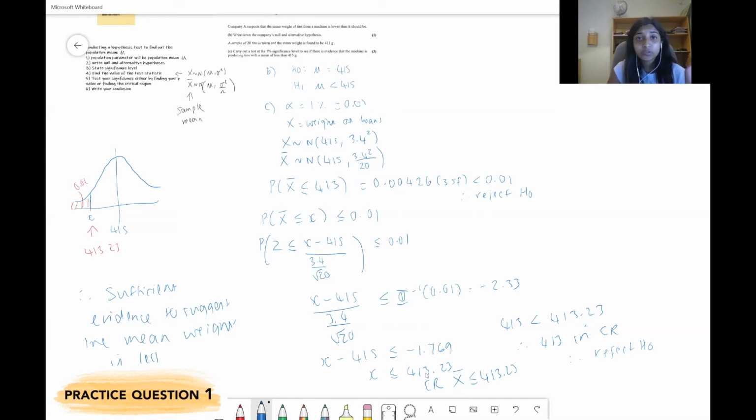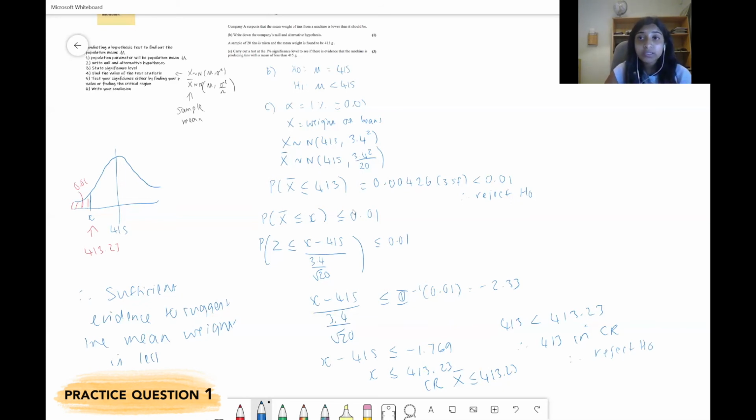Then you just want to see if the value that they give you is inside your critical region or not. If it is, then you reject your null hypothesis. If it's not, then you don't reject your null hypothesis. If it was a one-sided test but on your upper end, then you would do the probability that x is greater than or equal to x is less than or equal to your significance level, and you would do 1 minus, and then standardize just like you do normally.